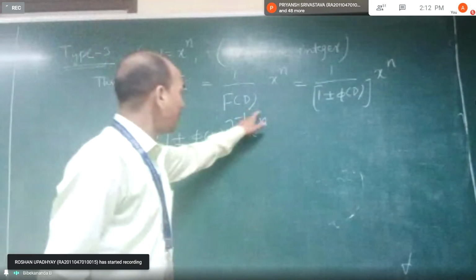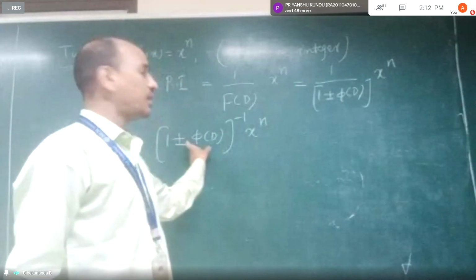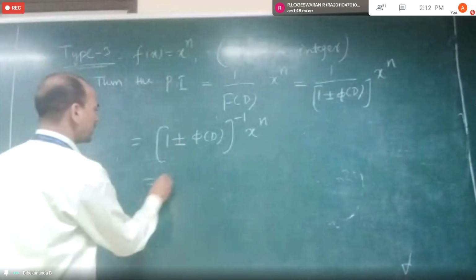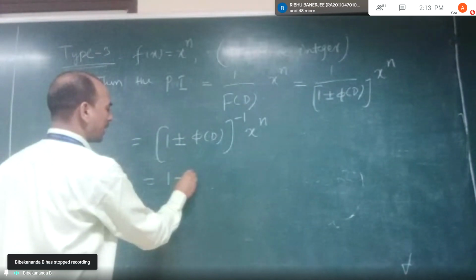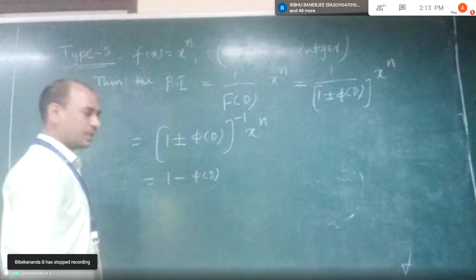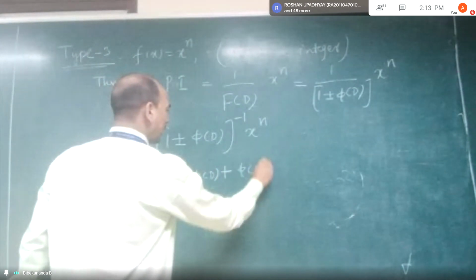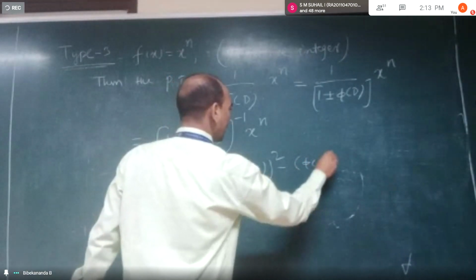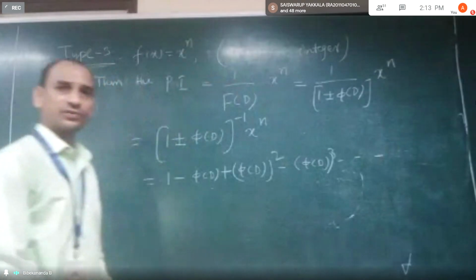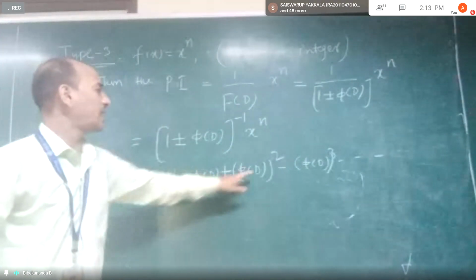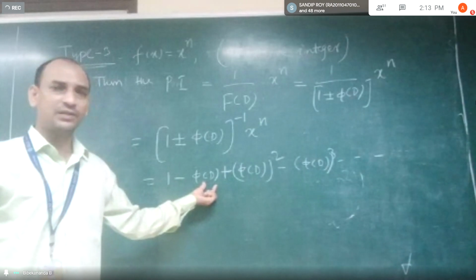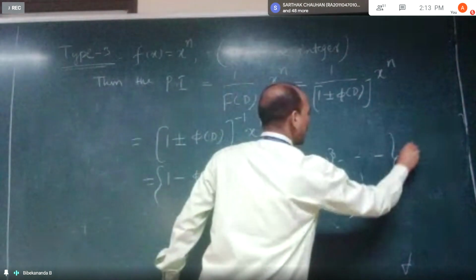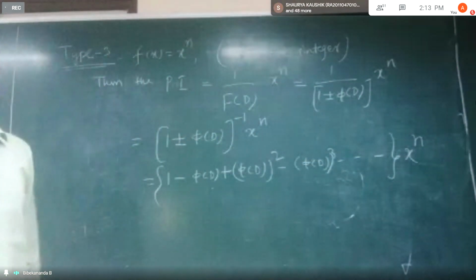Now, depending upon the degree of this one, we have to expand the number of terms here. So how can we expand it? If it is plus, I will write here minus phi d, then phi d whole square, then minus phi d cube, and so on. Whatever elements are there, I will consider them as a single element, and I will multiply it with x to the power n.